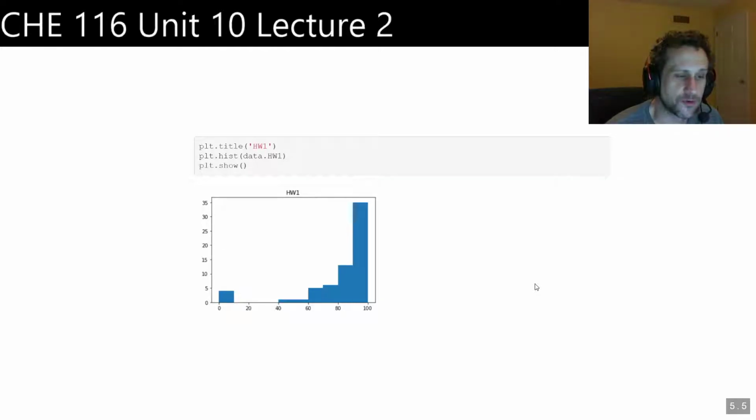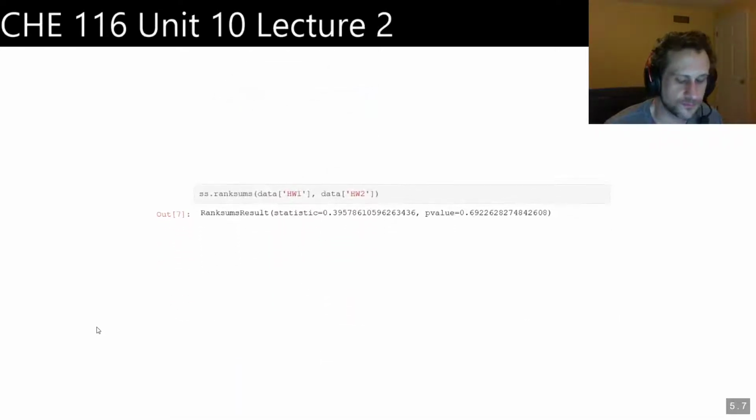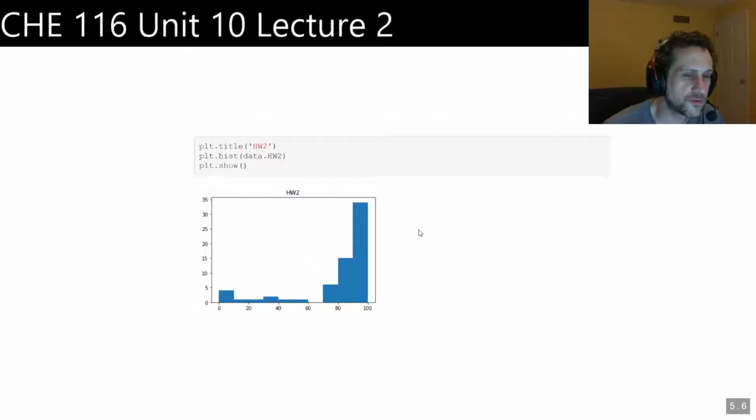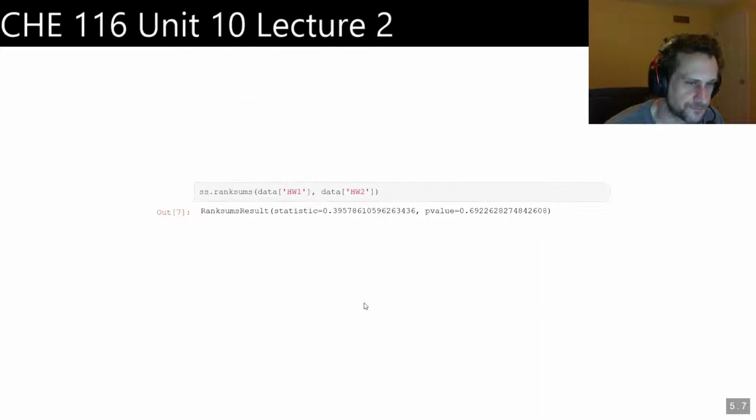So I'm plotting the data for homework 1, and you can see that most people who completed it got a good grade. A few people maybe only completed half the assignment, and then a few people didn't turn it in and got a 0. Then here's homework 2, and you can see a bit of a different distribution down here. There's a lot of people who got under 60, and obviously some people didn't turn it in, and then a lot of people who did well on it.